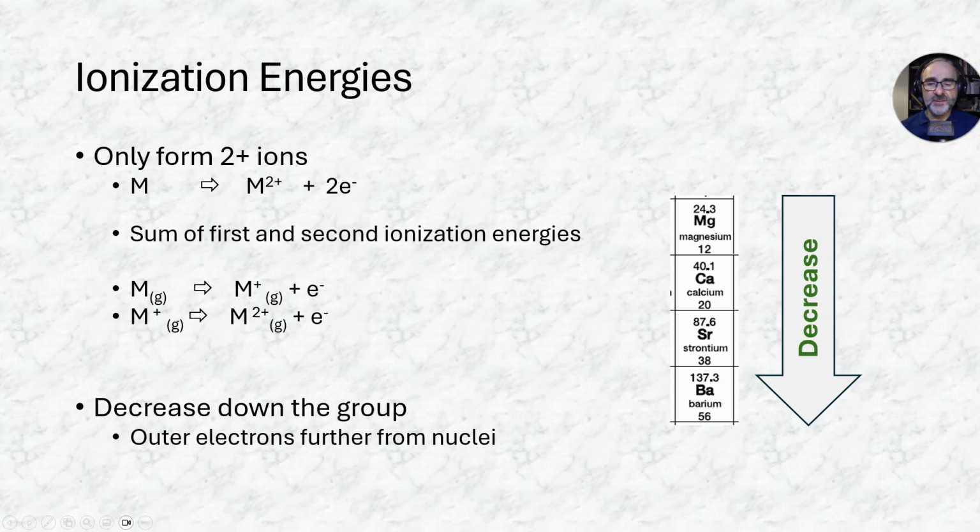And that total decreases down the group, and that's simply because, again, the outer electrons are further from the nuclei. Therefore, they have less attraction to that positive nucleus, and it takes less energy to remove those electrons.